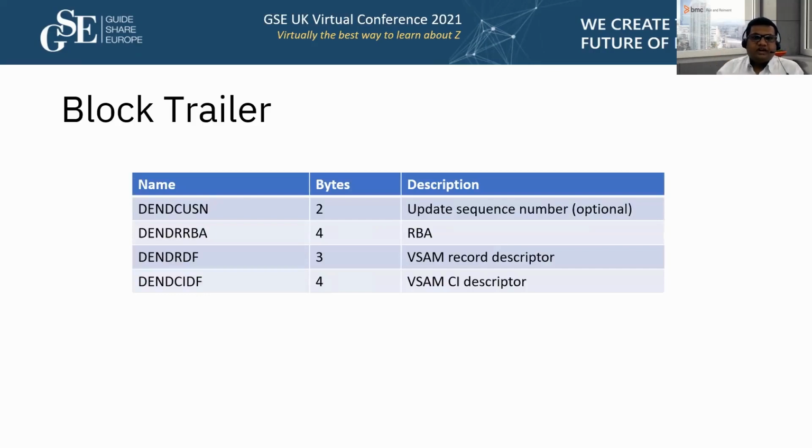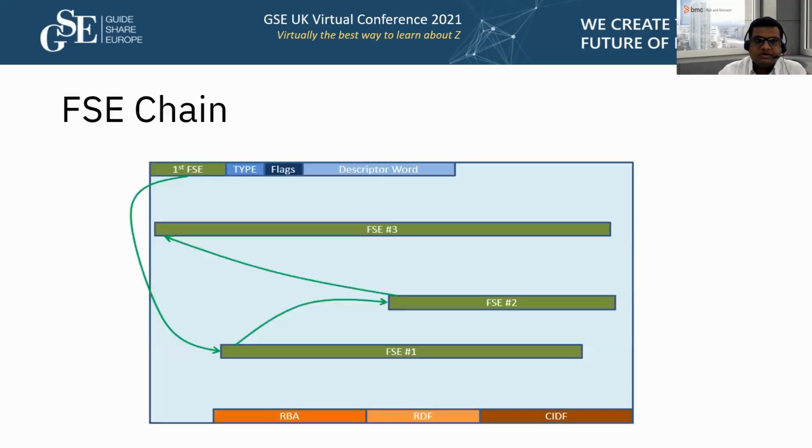Coming to block trailer, it has these common 4 fields. The first 2 bytes is an update sequence number, which is optional, and depending upon that flag, it signifies whether this block has a cousin or not. Then obviously the 4 byte RBA, and then two more fields, the RDF and the CIDF, record descriptor field and control interval descriptor field, which are 3 and 4 bytes respectively. These are not primarily used by IMS. This is more of a VSAM generic concept.